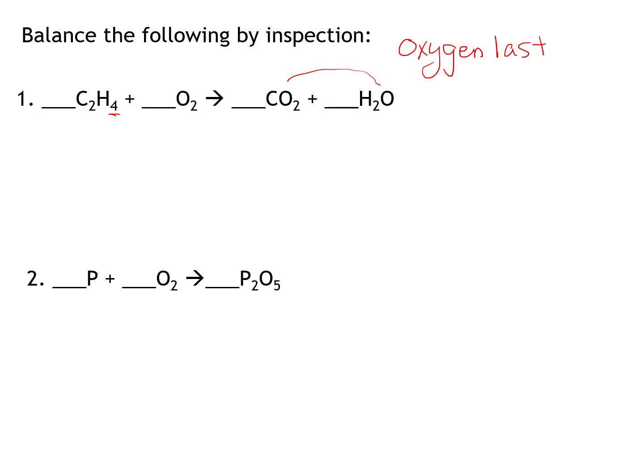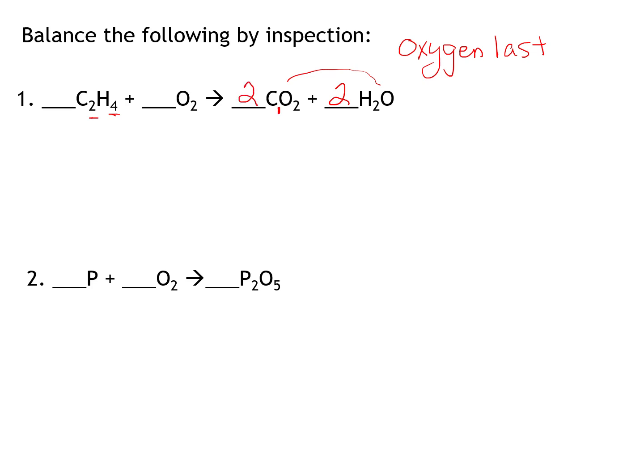So we have 4 on the reactant side, so we need a 2 in front of the H2O. That gives us 4 hydrogens. We're not doing anything with the oxygen yet. We have 2 carbons on the reactant side. Currently we only have 1, so we've got to put a 2 in the blank.